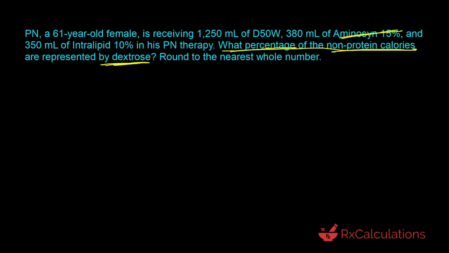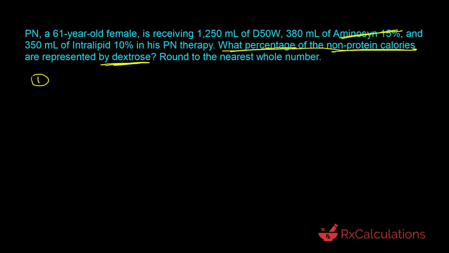So the first strategy will be to figure out how many calories I am getting from the dextrose and how many from the lipids. Then we add both of them up, and take the calories of the dextrose and divide it by the total. Once you determine a strategy like that, you just know this is what I'm going to do.